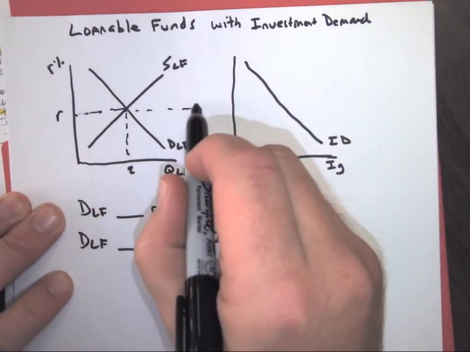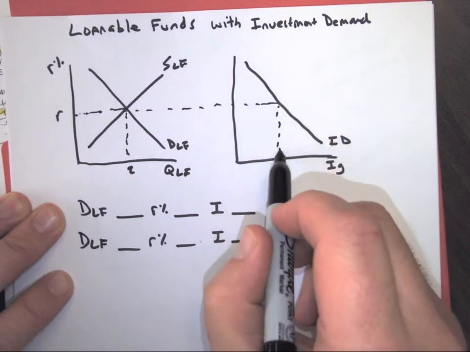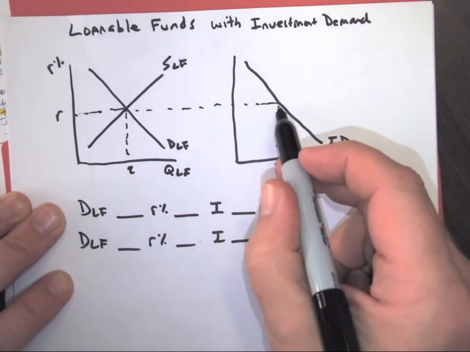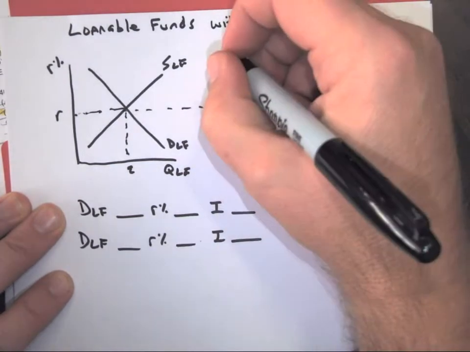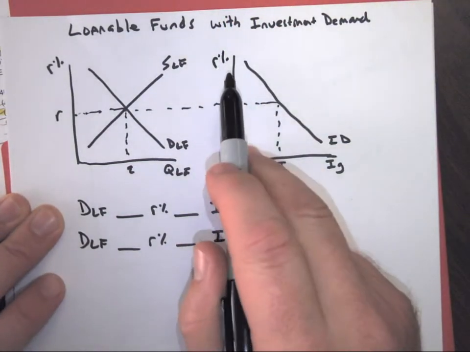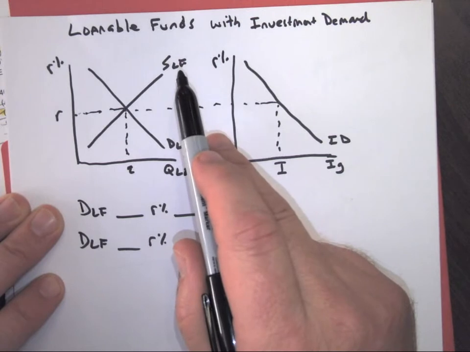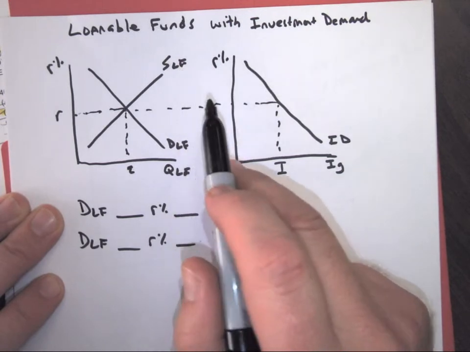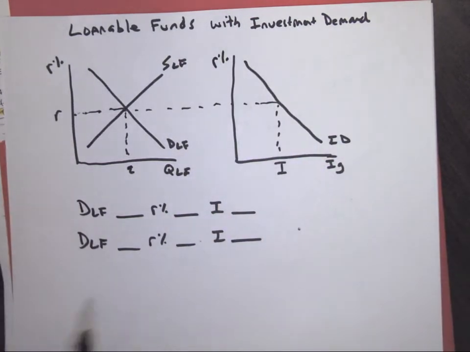Now, there's a certain level of investment that happens at that interest rate, so I reflect it or bounce it off of the investment demand curve, and that investment demand is going to be reflective of the real interest rate, because the real interest rate is what the supply of loanable funds and demand for loanable funds will show us and what banks really want. Okay.